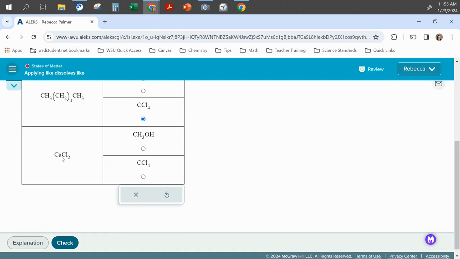Okay, calcium. I recognize calcium as a metal. Calcium chloride is an ionic compound, so I need something polar to dissolve that. So methanol, we have this OH group that's going to make this molecule polar. So methanol will be a better solvent than carbon tetrachloride because carbon tetrachloride is nonpolar. I need a polar solvent to dissolve ionic compounds.